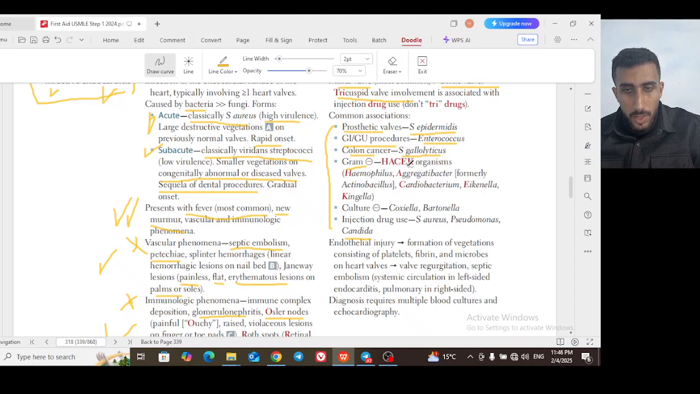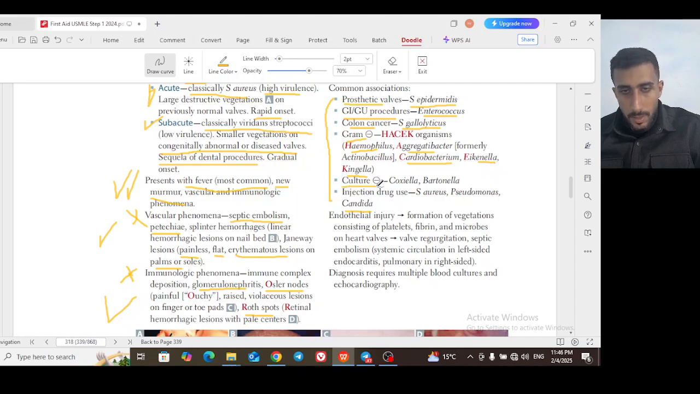There is also a less high-yield group called the HACEK organisms: Haemophilus, Aggregatibacter, Cardiobacterium, Eikenella, and Kingella. These are all gram-negative organisms that are grouped together.